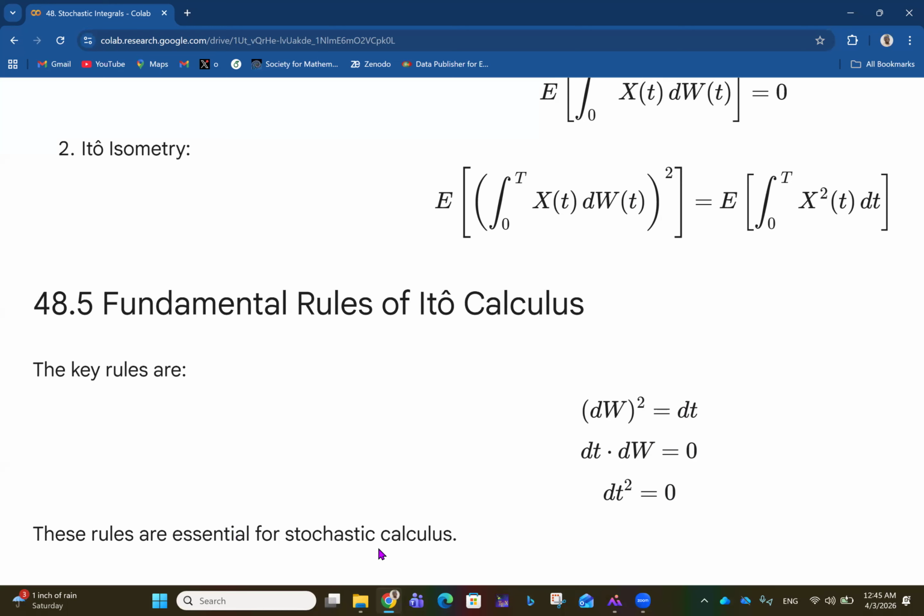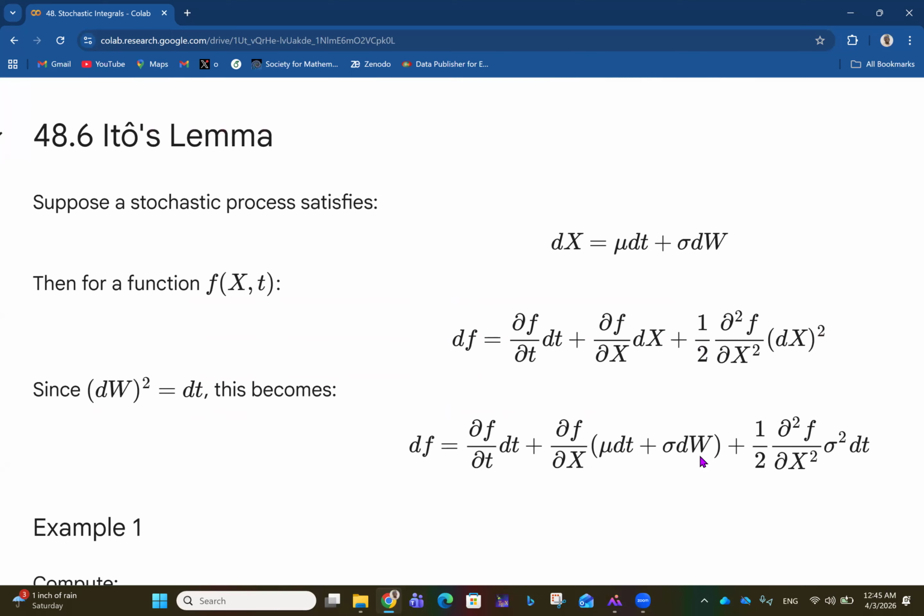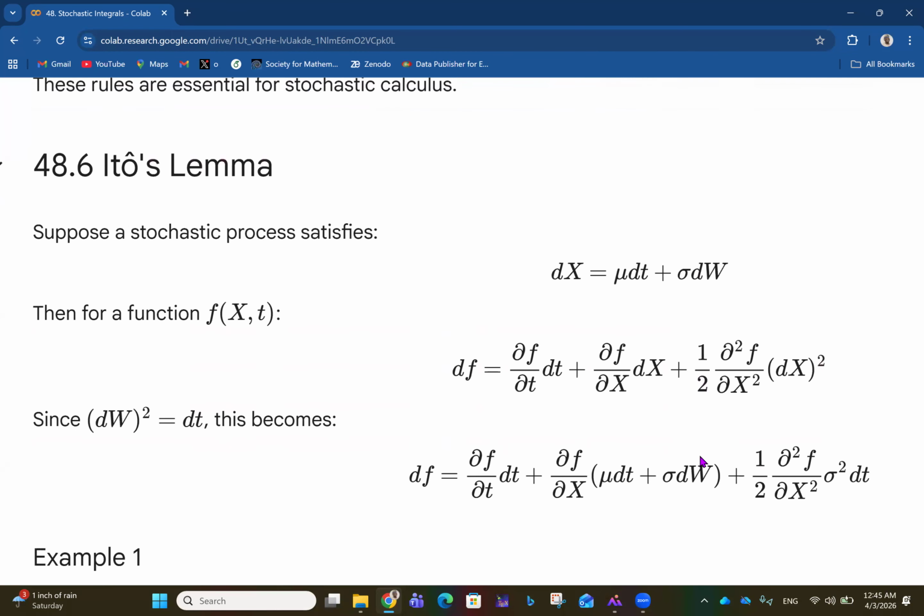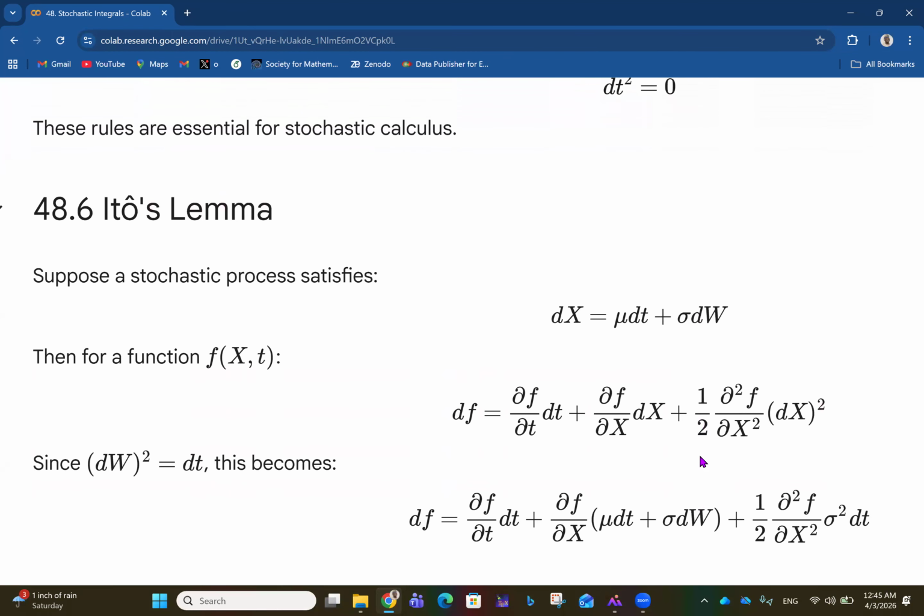So these rules are essential for stochastic calculus. So we are going to come across this as many times as possible. So dt squared is 0, dw squared is dt, dt times dw is equal to 0. Of course, if dt squared is 0, it means that dt itself is 0. So it means when you multiply anything by dt like that, you get 0. So these are fundamental rules of Ito calculus. And then we talk about the Ito lemma, which you're still going to see in a separate video. But here we are just breezing through it.